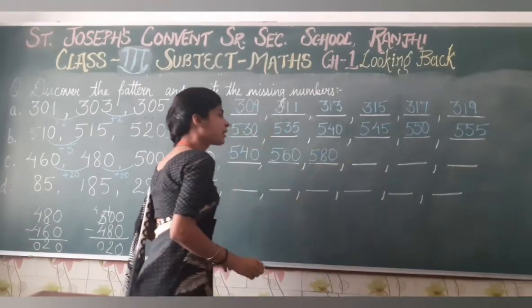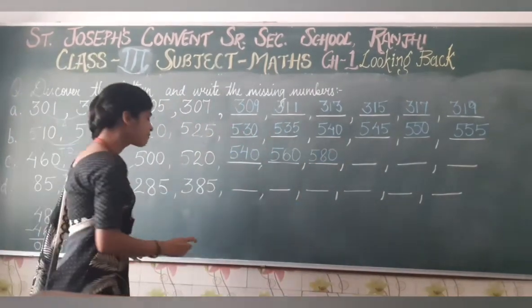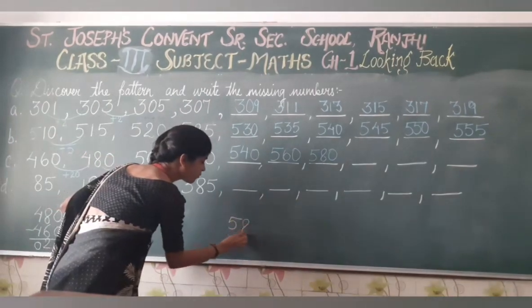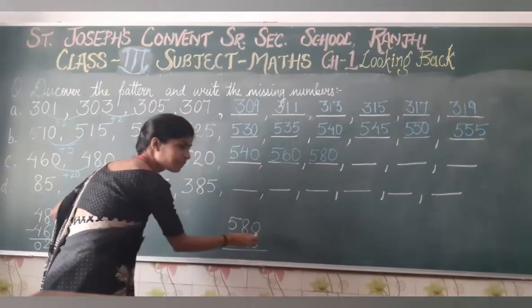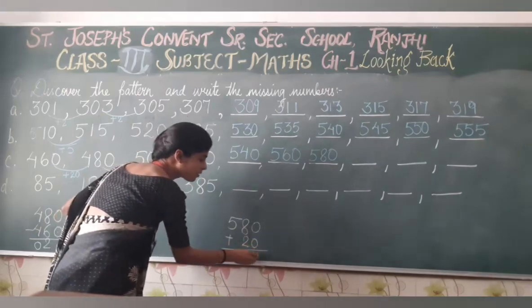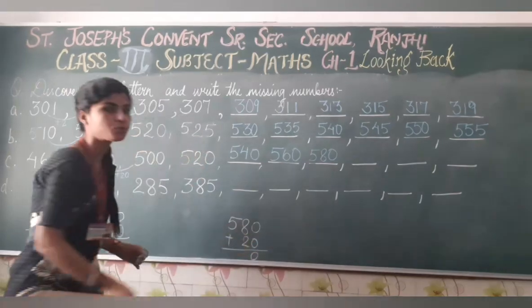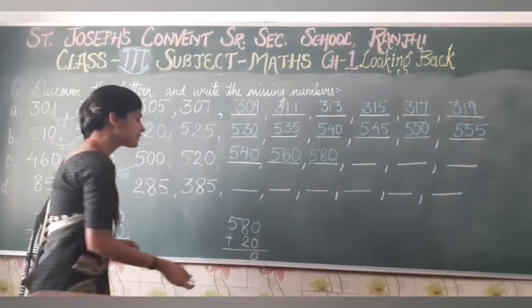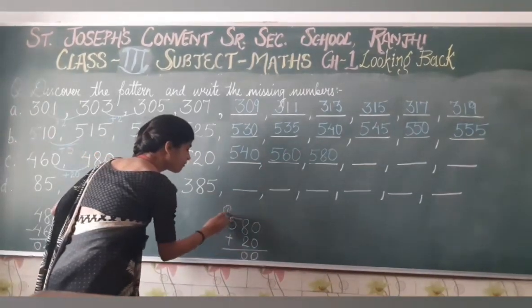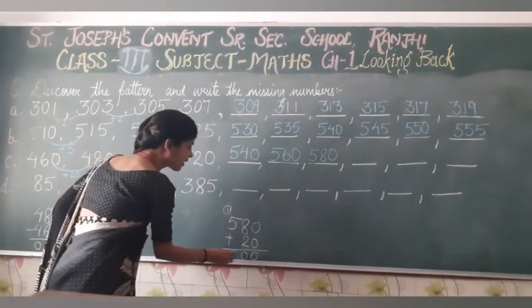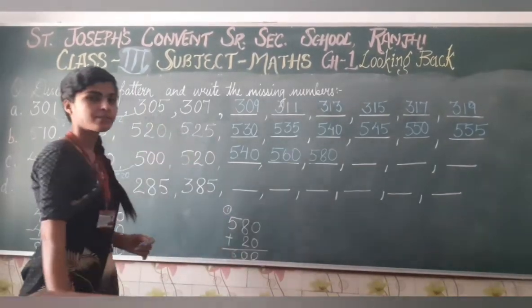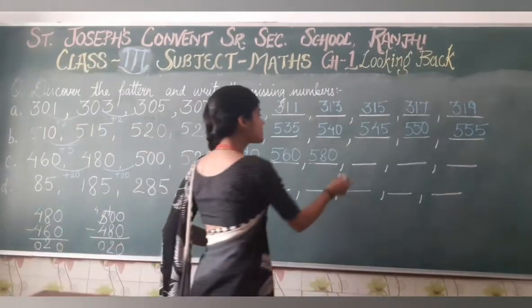After 560 it will be 580. Now after 580, if I am going to add 20 more to it, what will I get? 0 and 0 will become 0. 8 plus 2 will be 10. Where will 1 go? 1 will go carry. So 5 plus 1, it will be 6. So mujhe yahan pe number kya mila? 600.